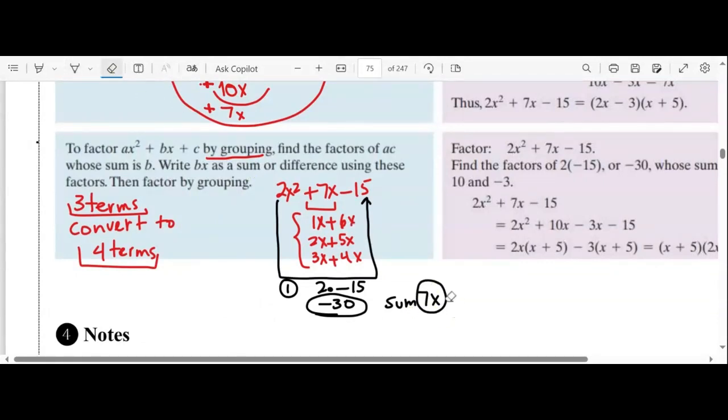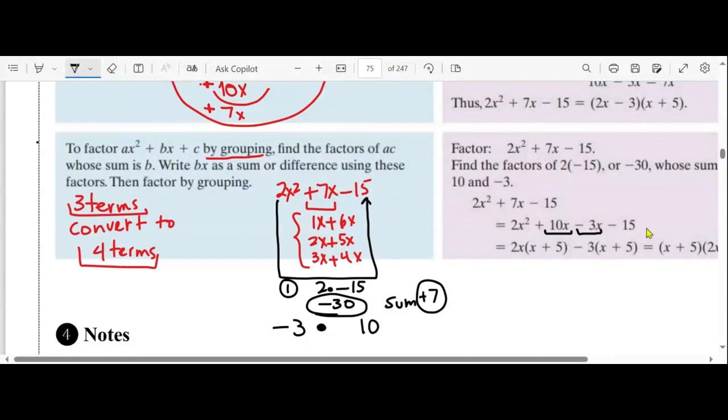Okay? How can I get 7 from this? The only way to get this is what? Who can tell me? Yeah, multiplication. What are the two numbers? 3 times 10. And what about the sign? Negative 3. Correct. So in this case, I'm going to say 10x minus 3x.